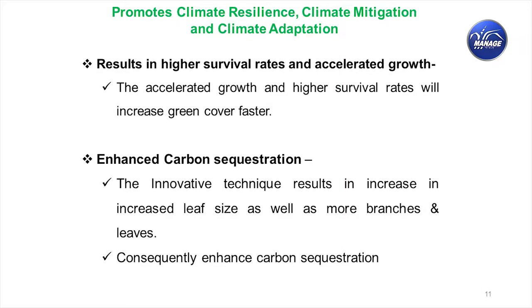Then enhanced carbon sequestration. As I was mentioning a bit earlier, because of the increased biomass, there will be additional carbon sequestration. And also because of the additional leaf surface area at the individual leaf level. Because you are using less water, whether you are using drip irrigation or normal irrigation, you are pumping water from the ground level. That means you are using power, you are using fossil fuels. So, once the requirement is coming down, your carbon emissions also will be coming down.